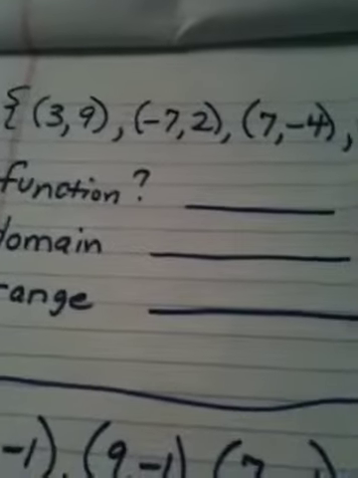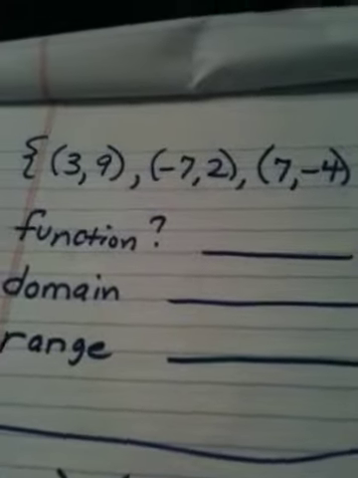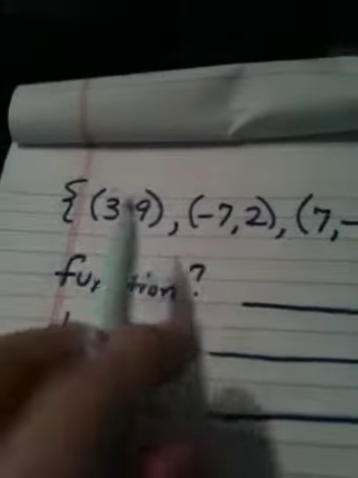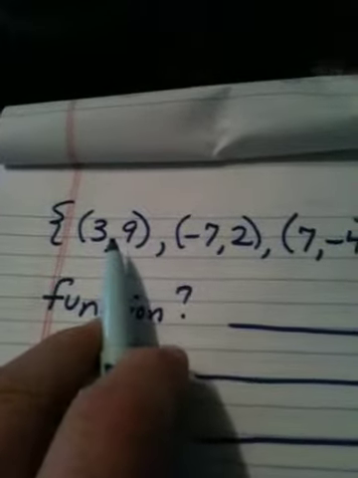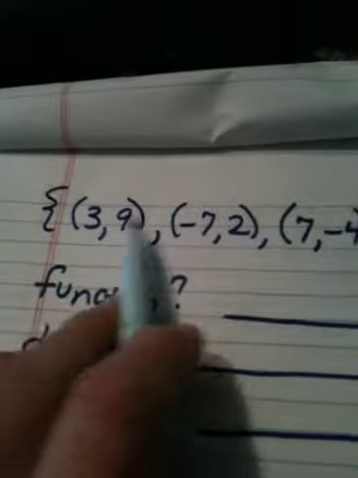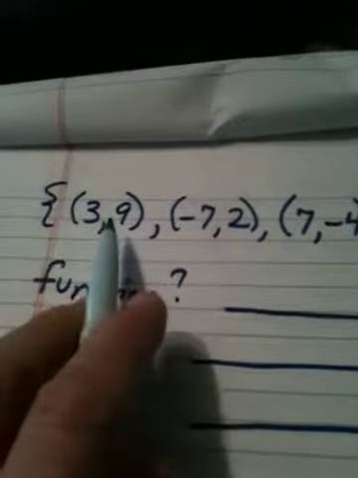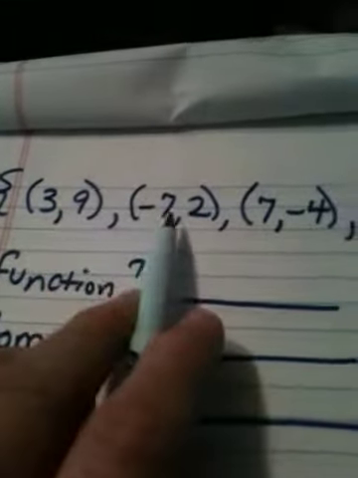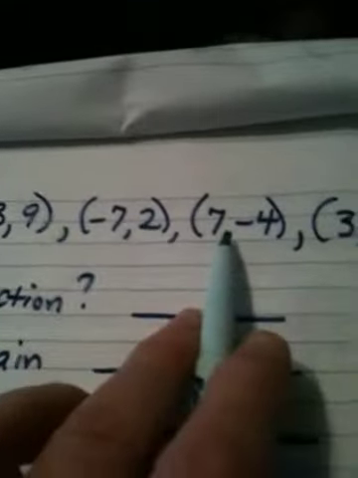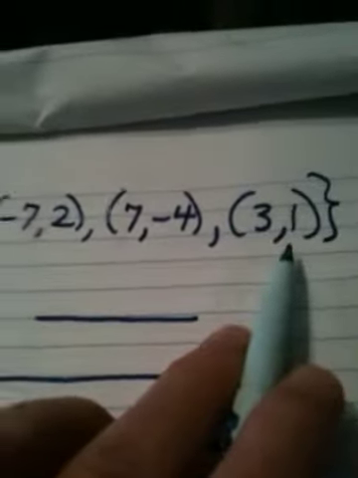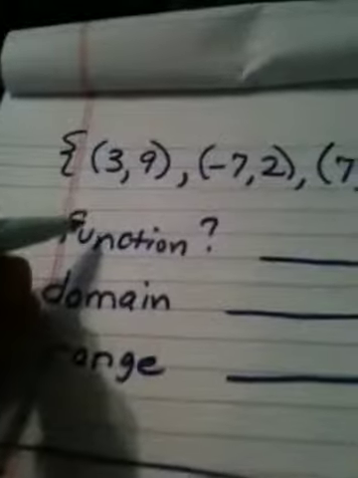Okay, as we continue here with 1.2, Part 1, here's the next question that comes up in your notes. You're asked if this relation, the ordered pairs (3, 9), (-7, 2), (7, -4), and (3, 1), is a function. You're asked to state the domain and range.